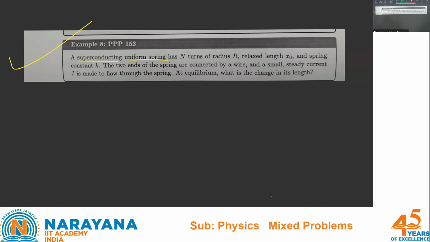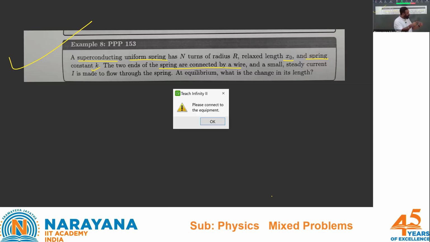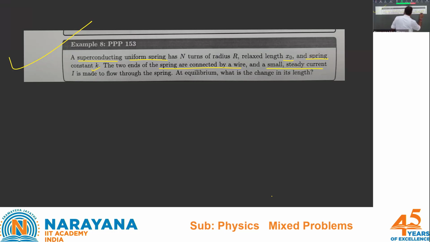So superconducting uniform spring has n turns of radius capital R. Relaxed length of the spring, solenoid को spring की तरह देखो, relaxed length is x naught, and the spring constant is k. The two ends of the spring are connected by a wire, so it becomes a loop. The end points connected by a wire, so it's a complete loop now. And a small steady current, capital I, is made to flow through the spring. अब जब उसमें हमने current चलाया, this capital I, the question was, at equilibrium, what is the change in its length?